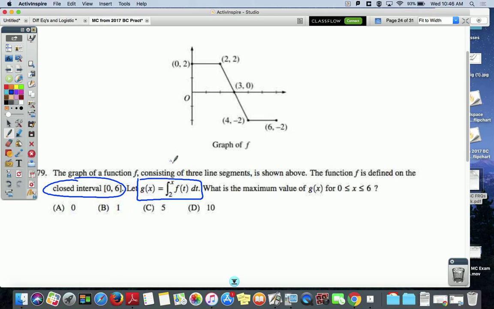Now, whenever we get an integral expression where one of our endpoints is x, remember we call that an area function. And that's going to help us find the area under the curve from 2 to any other value on the interval.